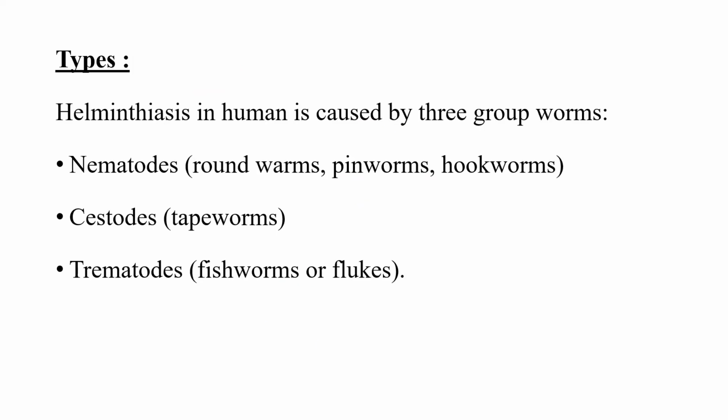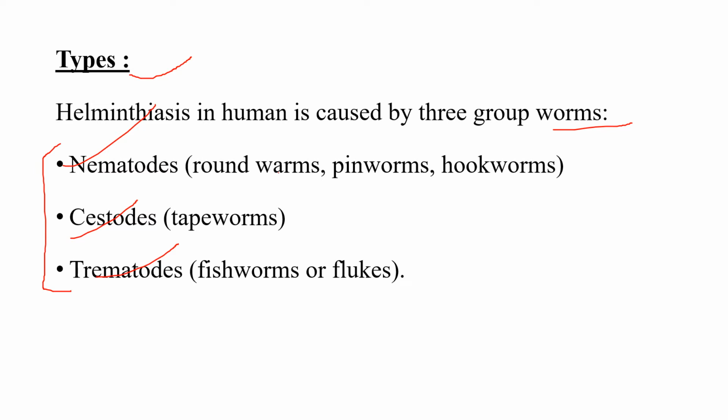Now we are going to discuss the types. First we are going to discuss the types of worms that we have. We have three types: first nematodes, cestodes, and then trematodes. These are the main three worms that lead to helminthiasis in humans. In the nematodes we have three types.